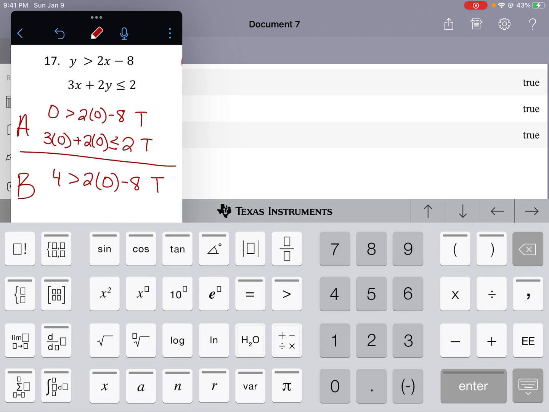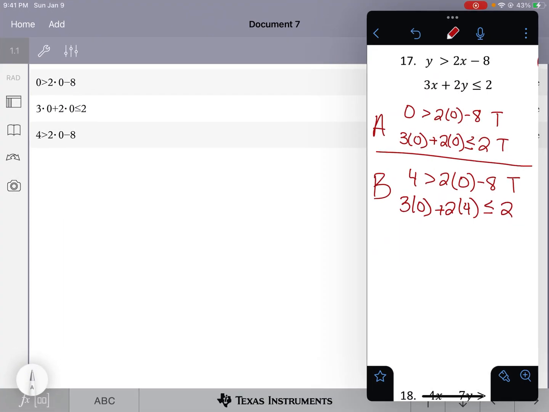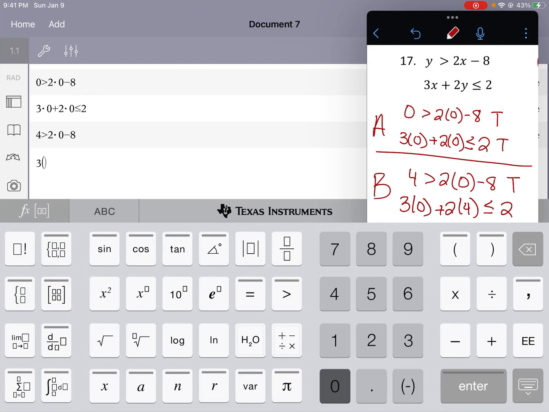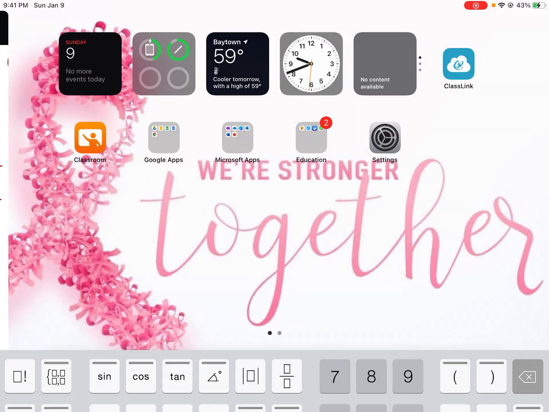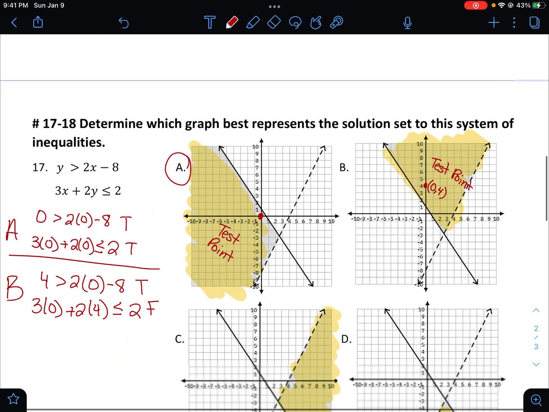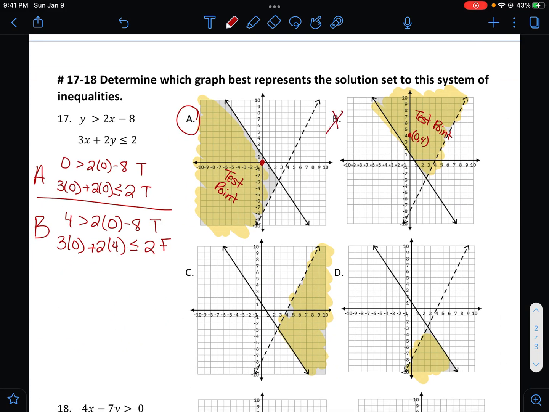So we have 3 times 0 plus 2 times 4 is less than or equal to 2. So 3 times 0 plus 2 times 4 less than or equal to 2. It tells us that it's false. Okay, so based on that right there, I just showed you why answer choice B doesn't work.